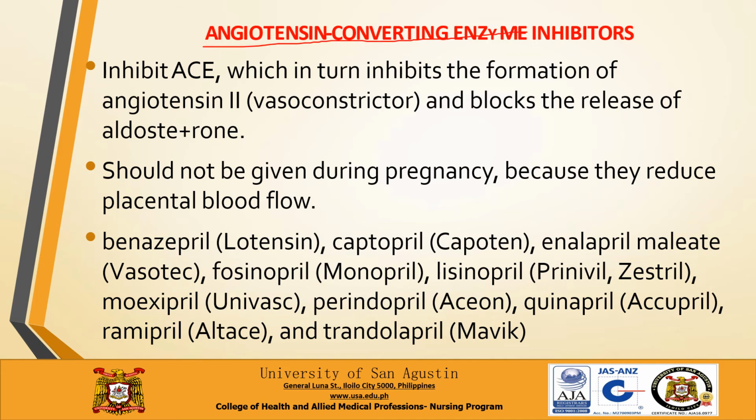And then, as mentioned a while ago, angiotensin converting enzyme inhibitors. So your ACE inhibitor blocks the angiotensin 2, which is a potent vasoconstrictor. So since we block the vasoconstrictor, therefore the blood pressure decreases. Since we block angiotensin 2, which causes vasoconstriction, the vessels dilate, or it promotes vasodilation.